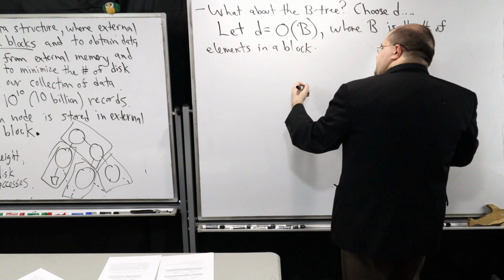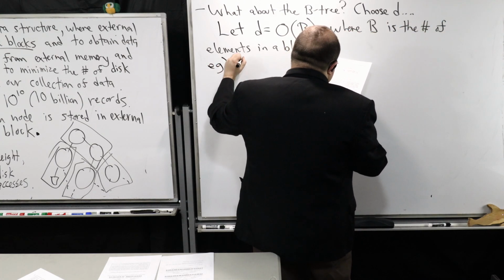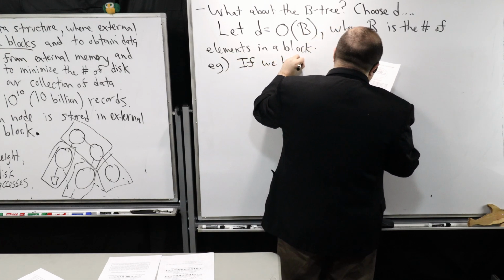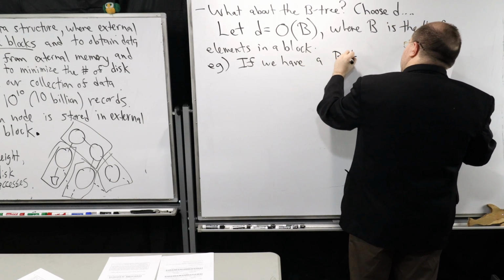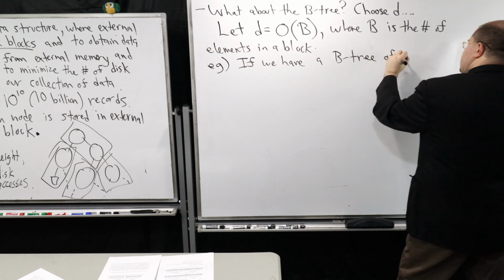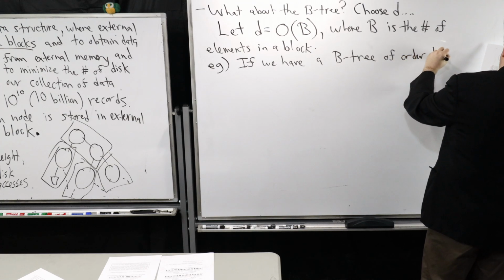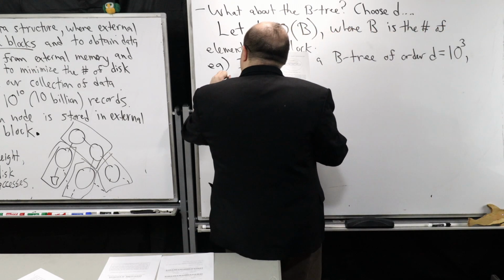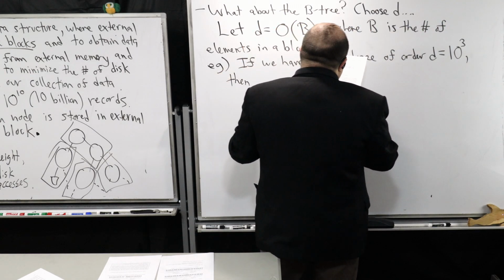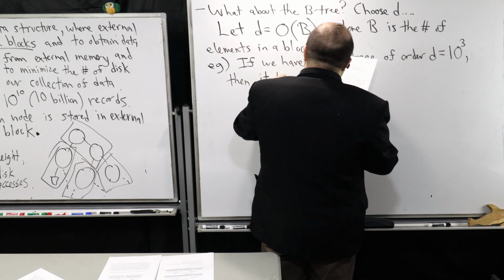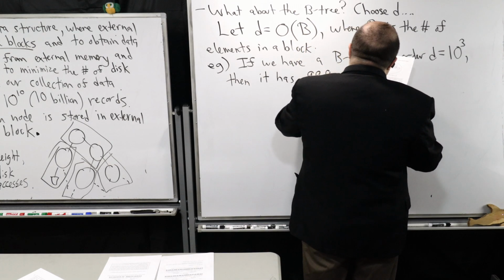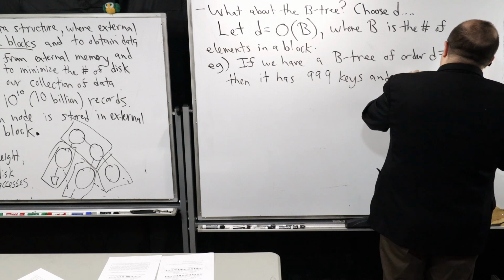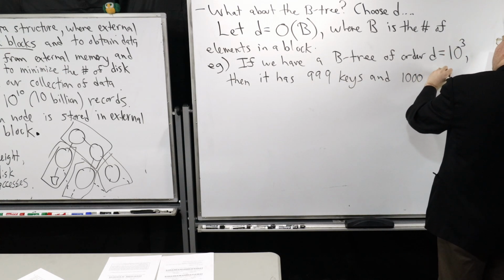For example, if we have a B tree of order D equal to 10 to the power of 3, then that means it has 999 keys and 1,000 children per node, with my given example here.